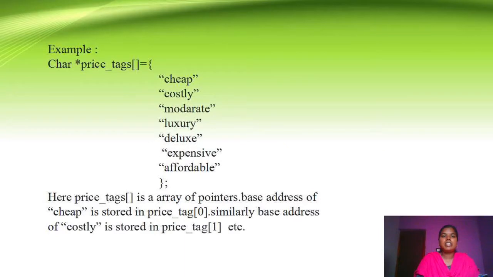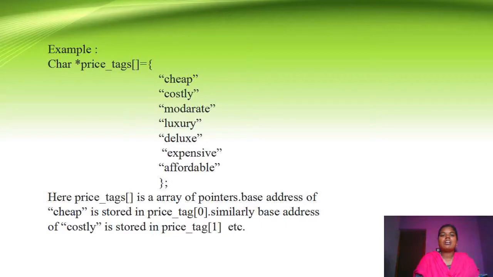Let us see the example. So in this example, char *price_tags. Here I have declared one array with the name price_tags of type character. Because we are using strings, I have used the data type char, and I have declared cheap, costly, moderate, luxury, deluxe, expensive and affordable as the array elements.